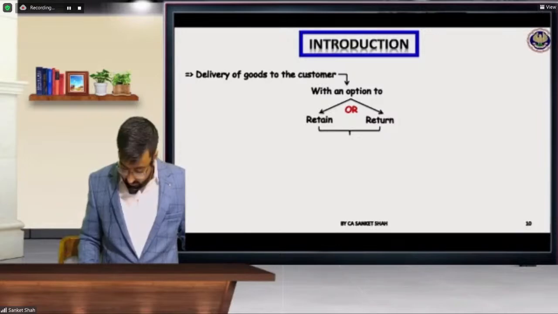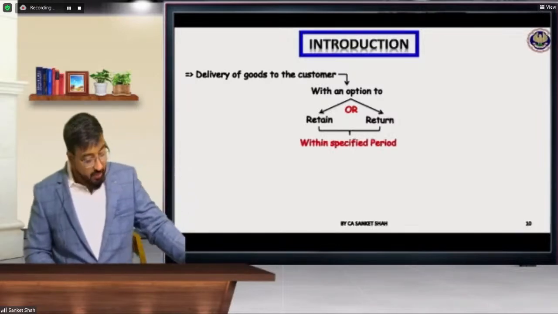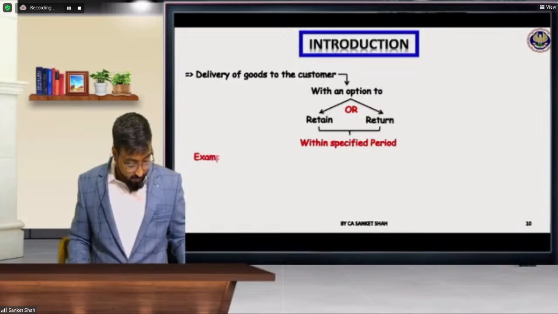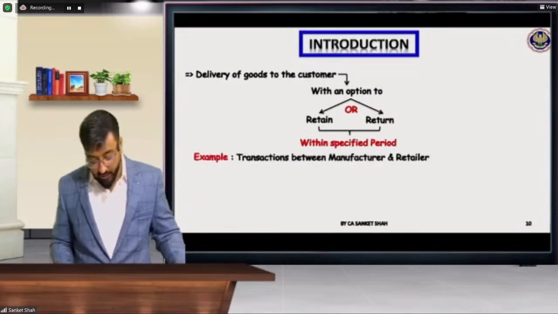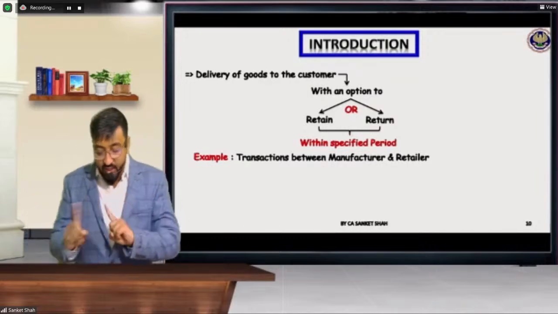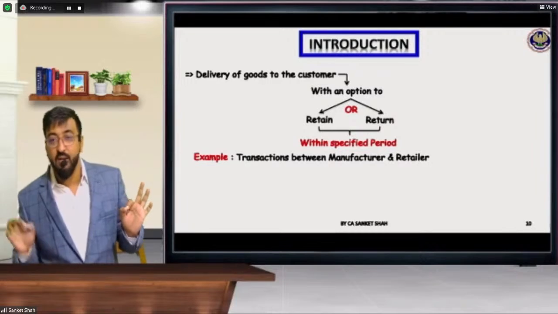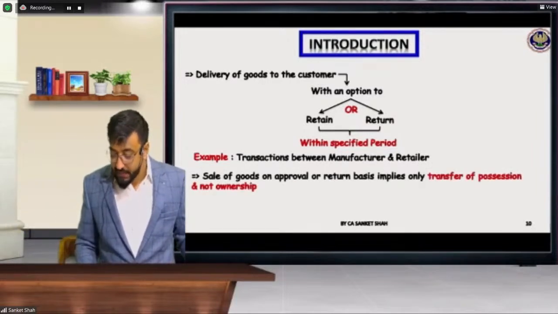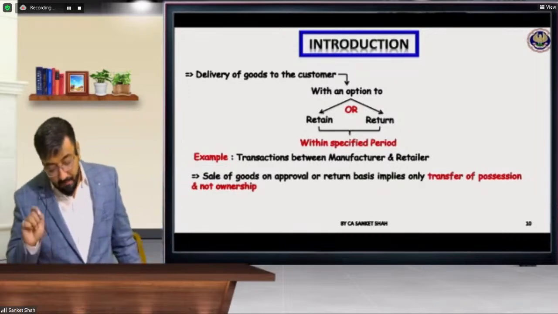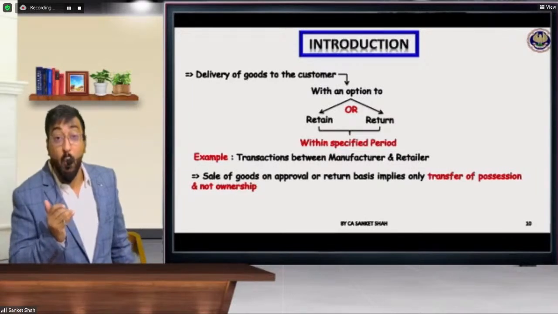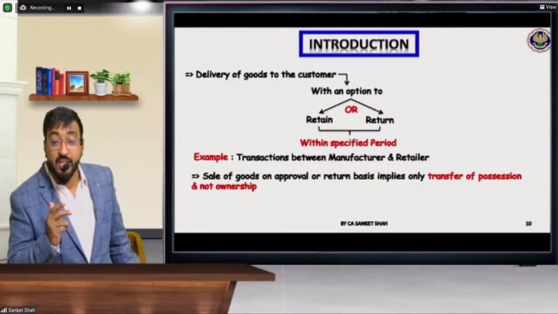चलिए. With specified period. अभी भी चल रहा है. Okay, no problem बेटा. So here there is a transactions between manufacturer and retailer. So manufacturer और retailer के बीच में transaction है. Sale of goods on approval or return basis implies only transfer of position, not ownership. Transfer of position, not ownership.